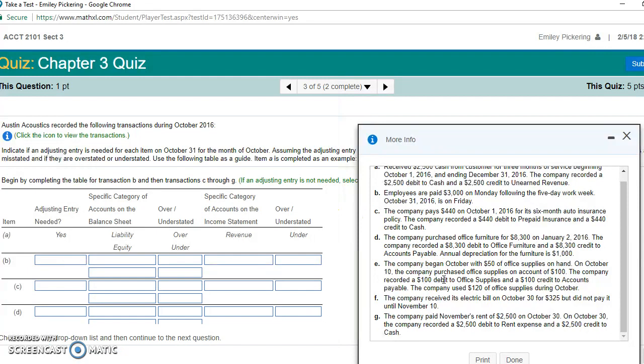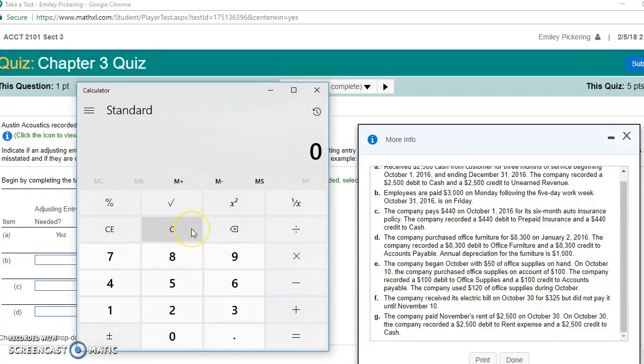The company began October with $50 of supplies on hand. On October 10th, the company purchased supplies. Okay, so to find out how much we used, I'm going to take my beginning balance and add what we purchased throughout the month. And it had $120 of office supplies. So it used $120 of office supplies.